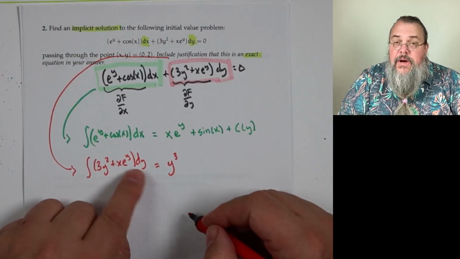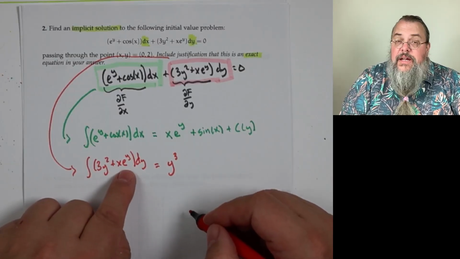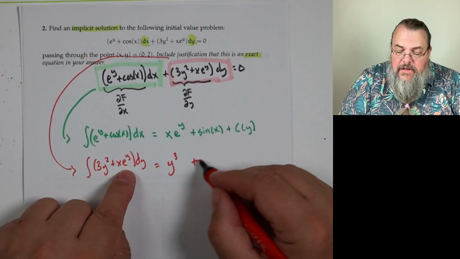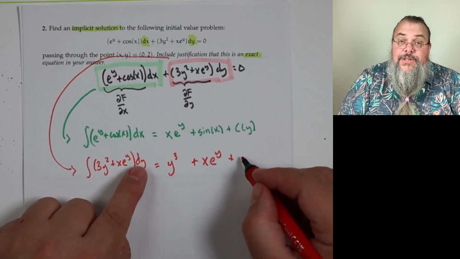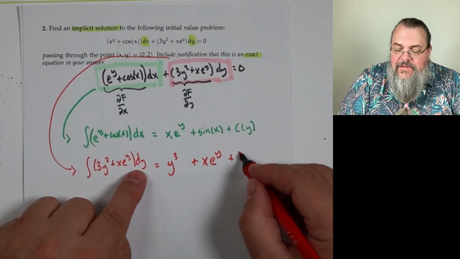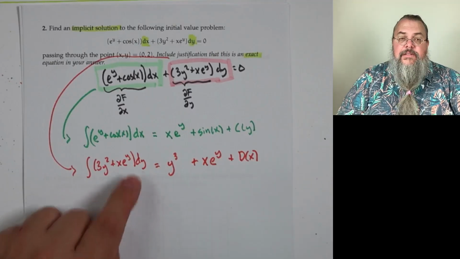Integral of x e to the y dy, so x is like a constant. Integral of e to the y is e to the y, so it's x e to the y, plus anything which is constant with respect to y, so that can be anything that just depends on x.